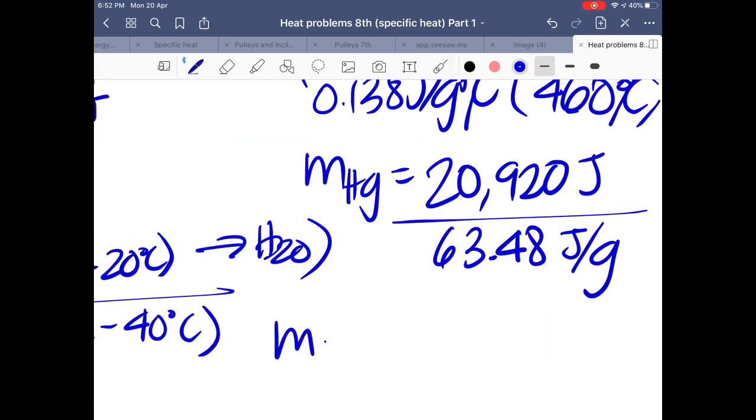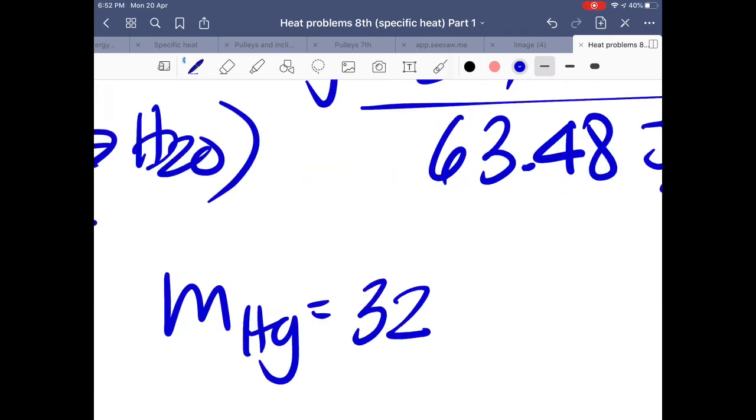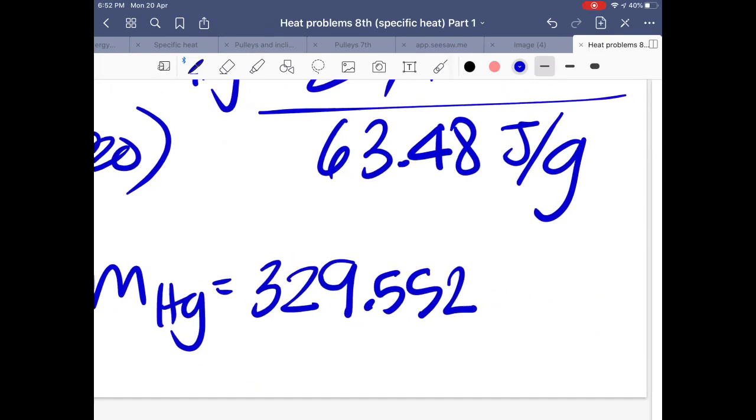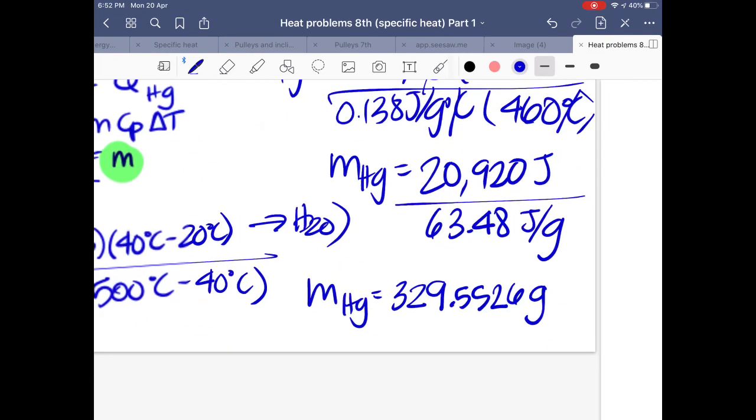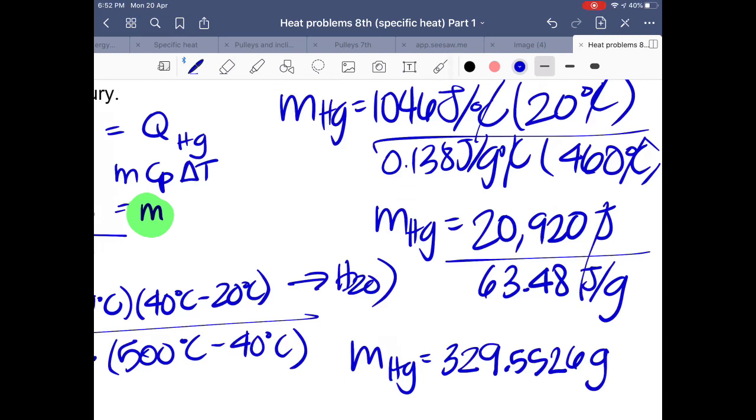So the mass of mercury will be 20,920 divided by 63.48, 329.552 grams, because you cancel joules with joules. And this is your answer.